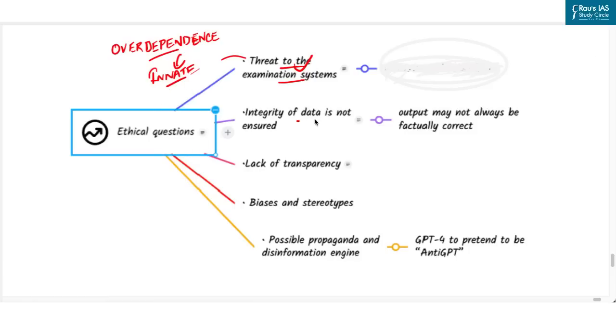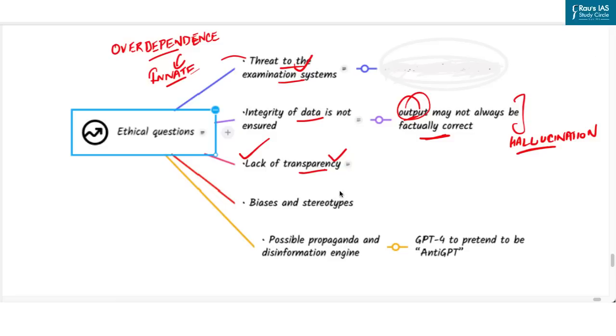Next, integrity of data is not ensured. Why? Because its output may not always be factually correct. This is a trait OpenAI has called hallucination. Why? Because this depends upon the quality of input, and if that is incorrect, so would be the output. Next is lack of transparency. By not being transparent, OpenAI may be able to avoid critical scrutiny of their model, which can make it difficult for researchers and experts to evaluate its accuracy and potential biases.